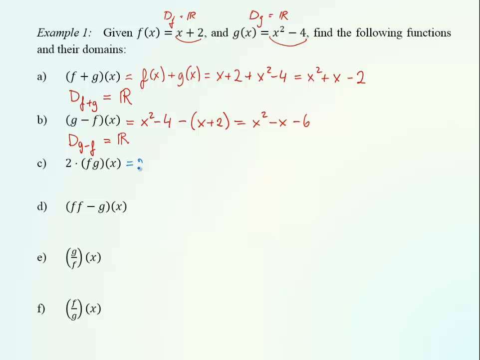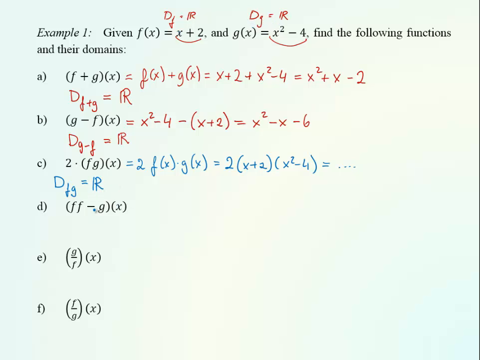So this is 2 times f of x times g of x, which in our case is just multiplication of the two polynomials, x plus 2 and x squared minus 4. We can leave it that way, or we can perform this multiplication and leave it in a third-degree polynomial if we wish. So this multiplication you can perform by yourself as a practice. Now the domain of my new function fg is, as before, the intersection of the two domains, which is still all real numbers.